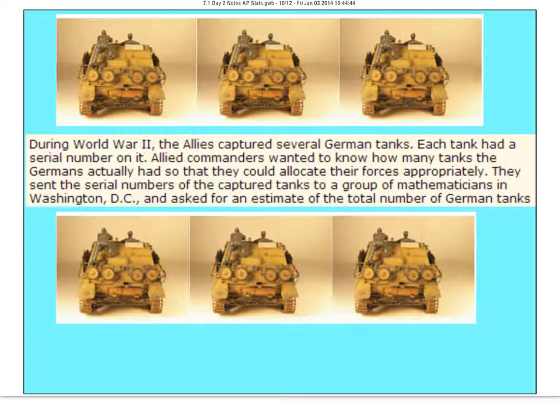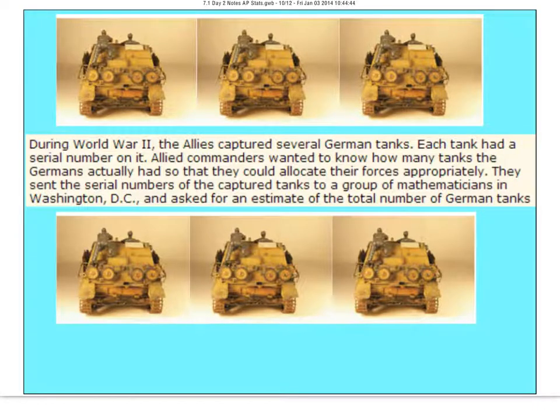This is an interesting real-life example. During World War II, the Allies captured several German tanks. Each tank had a serial number on it. Allied commanders wanted to know how many tanks the Germans actually had so they could allocate their forces appropriately. They sent the serial numbers of the captured tanks to a group of mathematicians in Washington, D.C., and asked them for an estimate of the total number of German tanks.